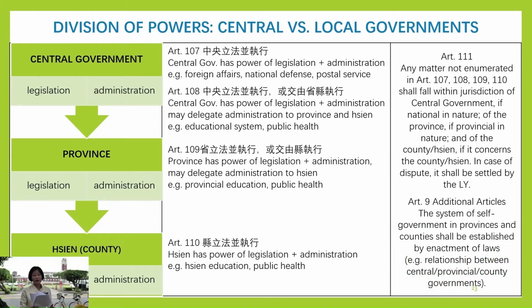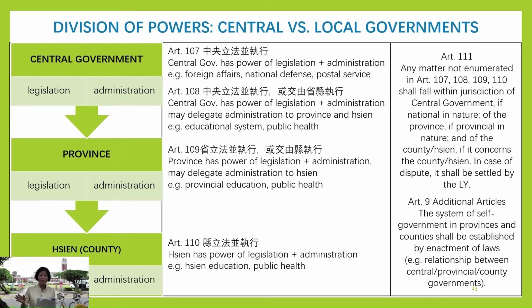And what do we do now if a matter is not enumerated in these Articles 107, 108, 109, and 110? Then who has the power? If the Constitution does not expressly tell us, it depends on the nature. If this issue is national in nature, then it belongs to the central government. If it affects only one province, then it is a power of the province. And if it only affects the county or the xian, then it belongs to the county or the xian. And if there is a dispute, then it shall be settled by the Legislative Yuan, according to Article 111 of the Constitution.